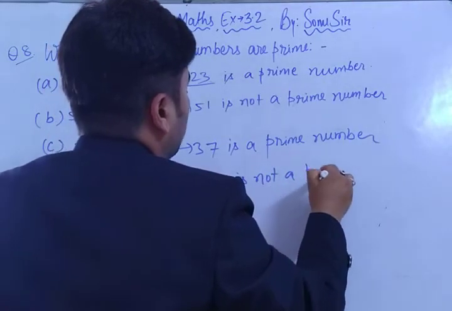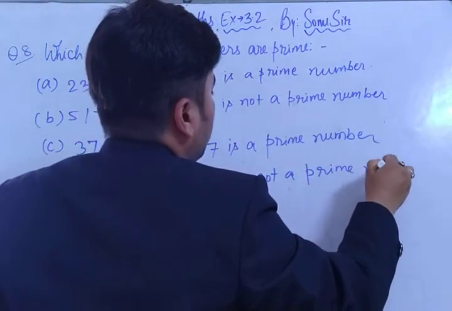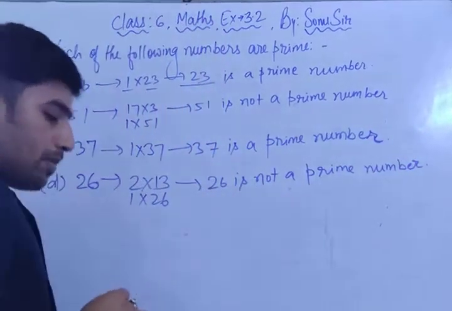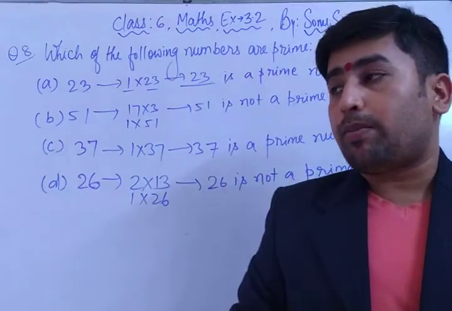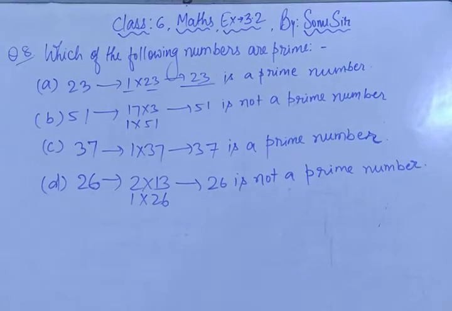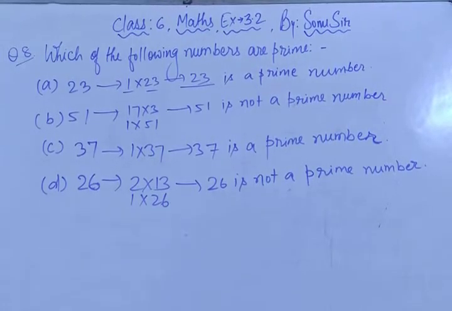So remember, dear students, whenever anybody asks you what a prime number is, you have to just tell them that a number which is divisible by 1 and itself is a prime number. If you want to write these answers in your notebook, then you can write. You just have to understand there is no other factor than 1 and itself for a prime number. Now we will move ahead to question number 9. First of all, take a screenshot or write these answers in your notebook. So you have seen what a prime number is. Now we are moving towards the next question.